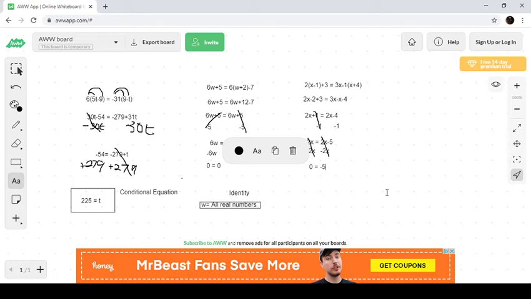0 cannot be equal to negative 5. They are not the same thing. So what's going on here? Well, the answer is that nothing will make this equation work. These two expressions just cannot ever become equal to each other.